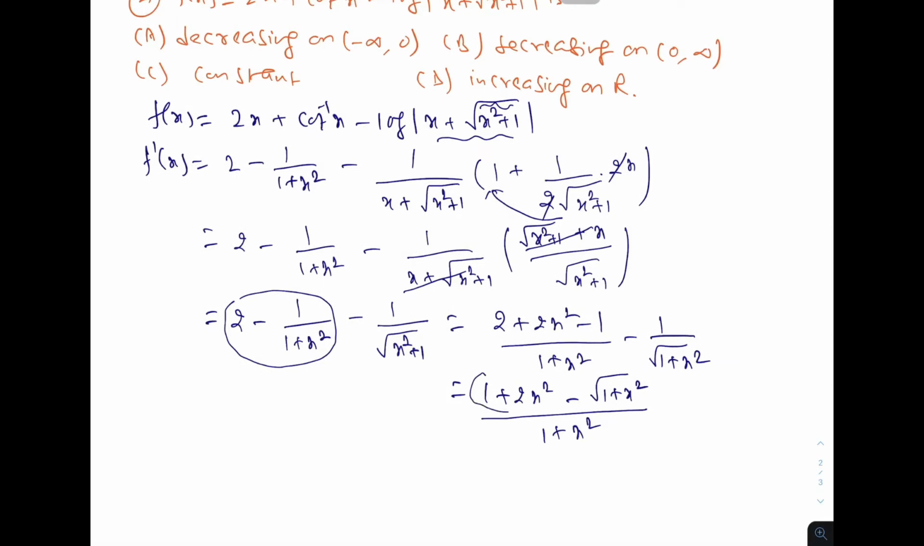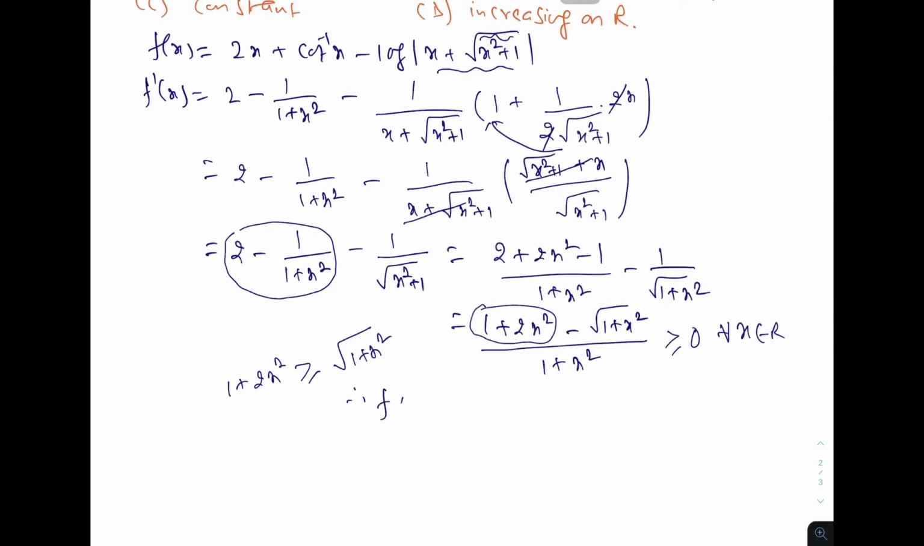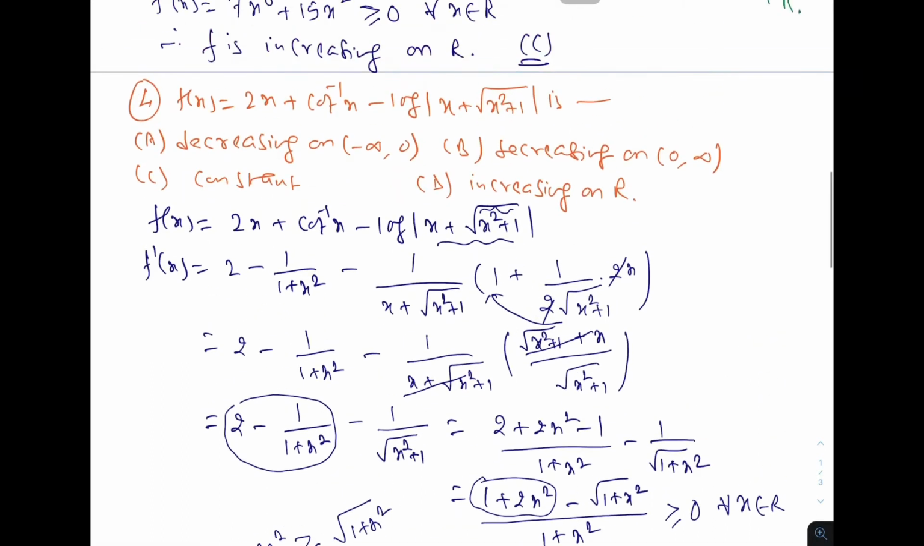So now we can easily see that 1 plus 2x square is always greater than or equal to root 1 plus x square. So this is always greater than or equal to 0 for any x belongs to R, and therefore f is increasing on R. So option D is there.